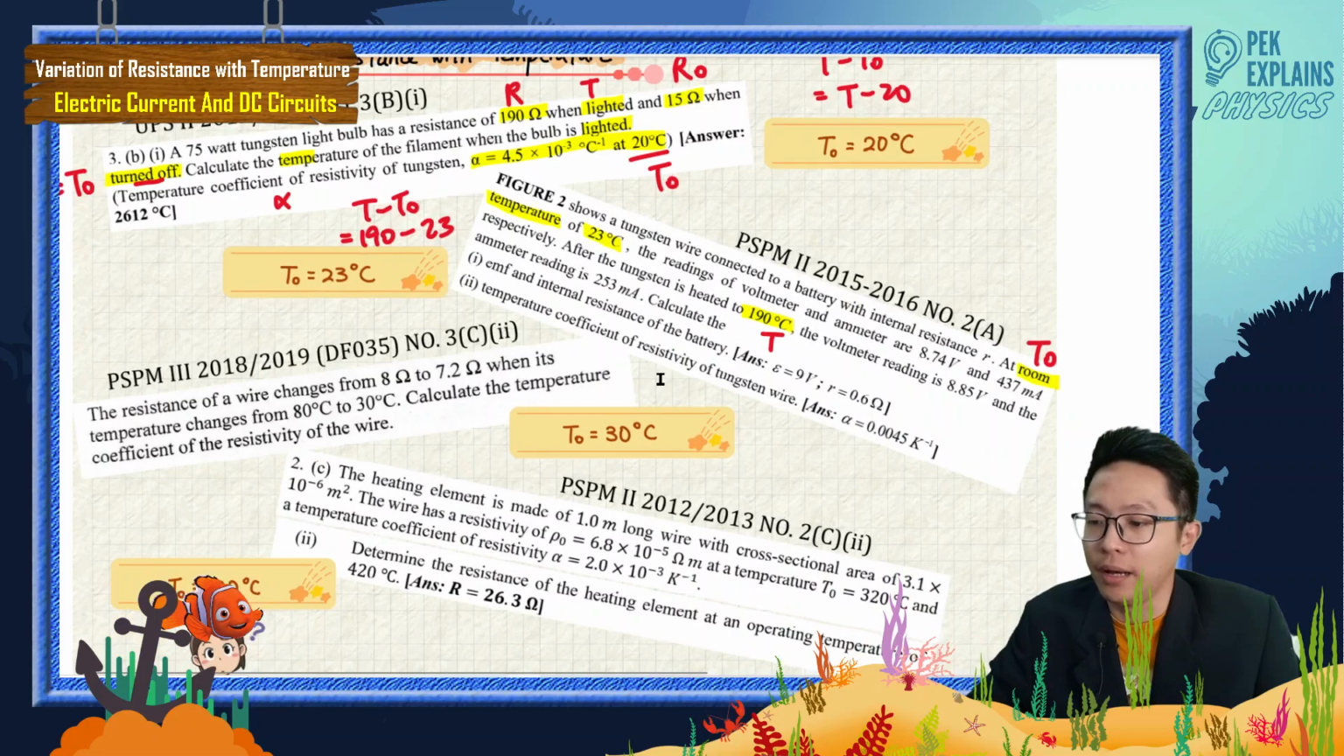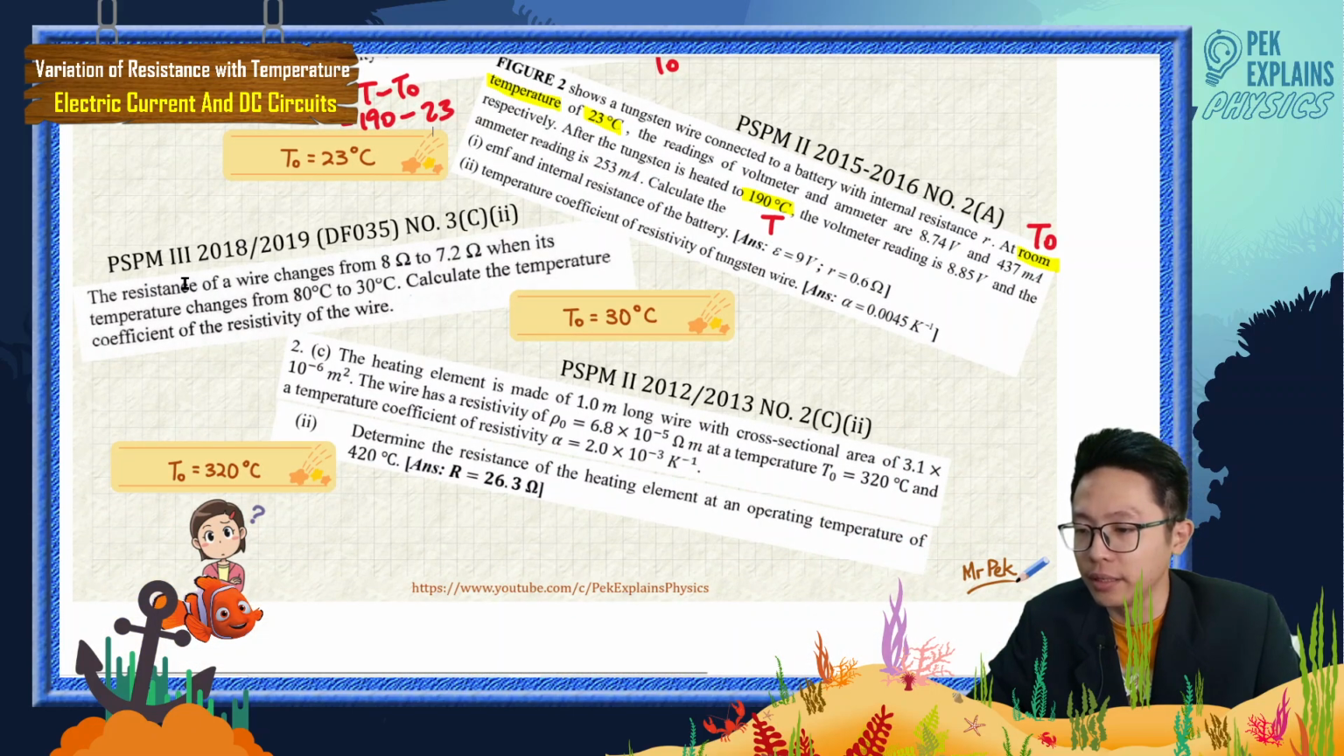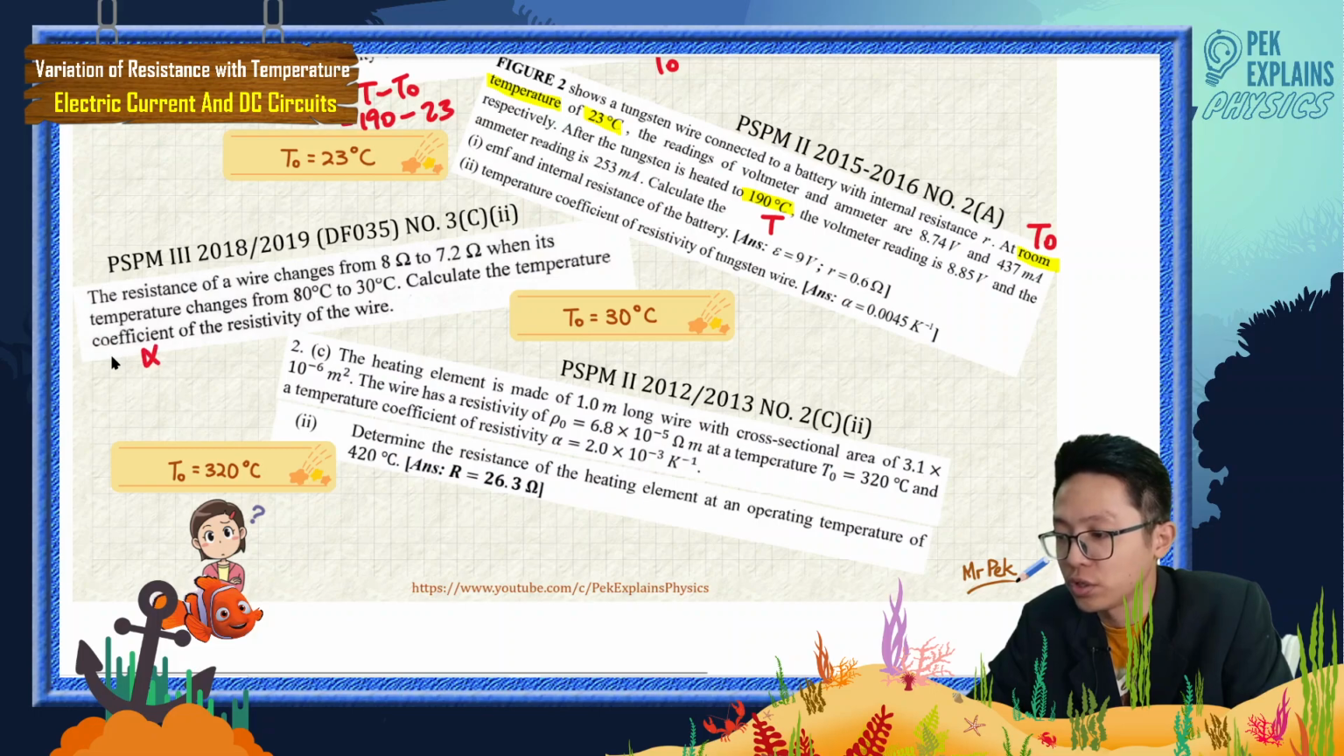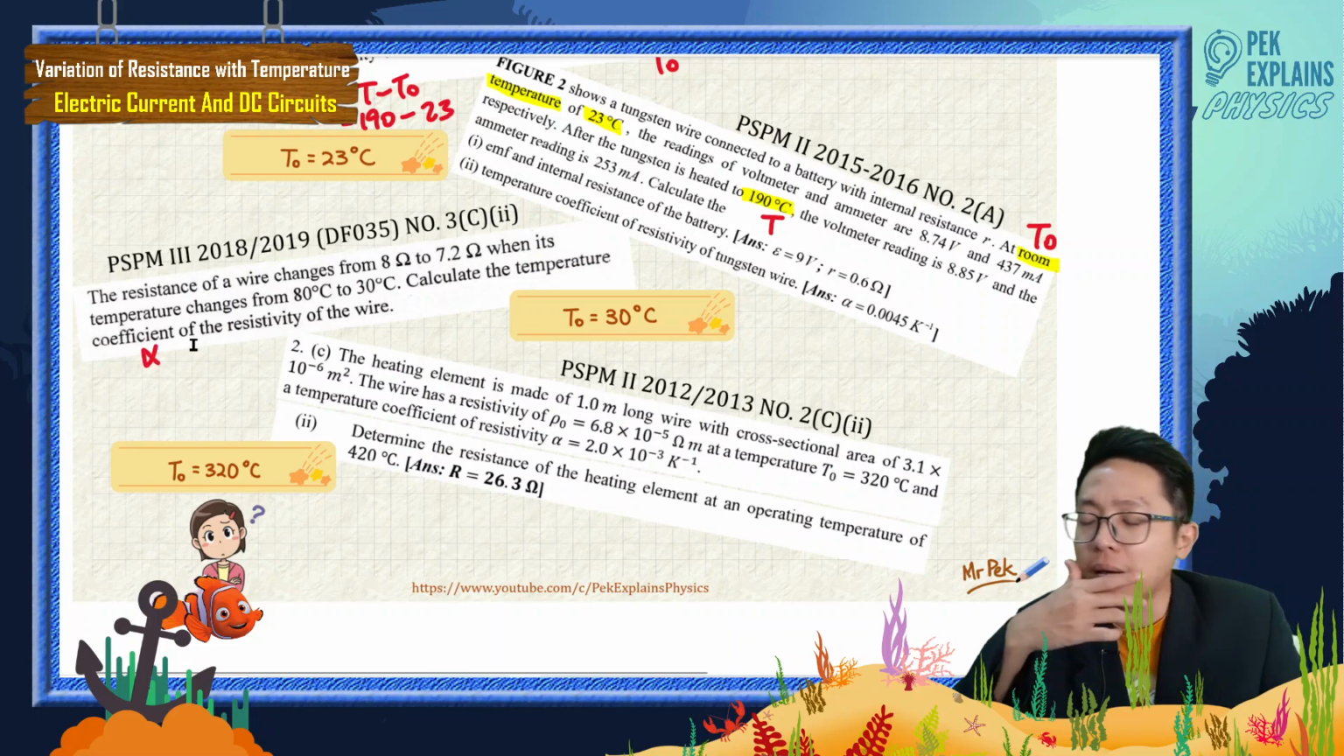Okay. Then let us look at the next question. PSPM 2018-19. The resistance of a wire changes from 8 ohm to 7.2 ohm when its temperature changes from 80 to 30 degrees Celsius. Calculate the temperature coefficient. He asks you to find the coefficient alpha. So how?